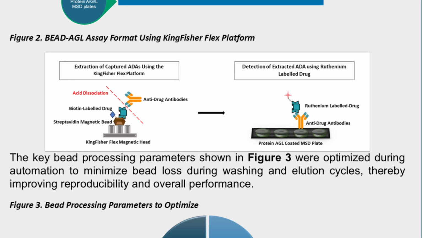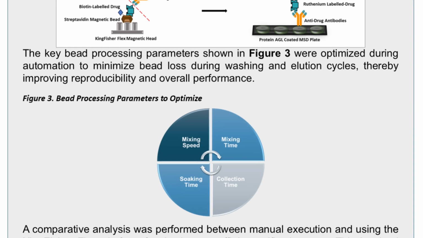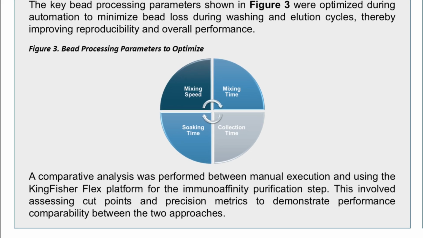The key bead parameters presented in figure 3, namely the mixing speed, the soaking time, the mixing time, and the collection time, were optimized to minimize bead loss and improve reproducibility. A comparative analysis was performed between manual execution and using the KingFisher Flex platform for the immunoaffinity purification steps. This analysis involved assessing cut points and precision metrics to demonstrate performance comparability between the two approaches.